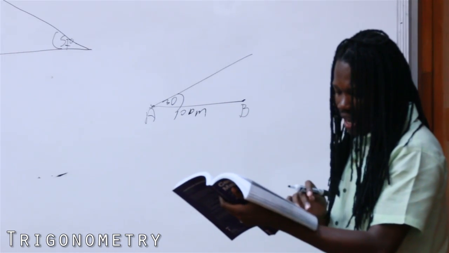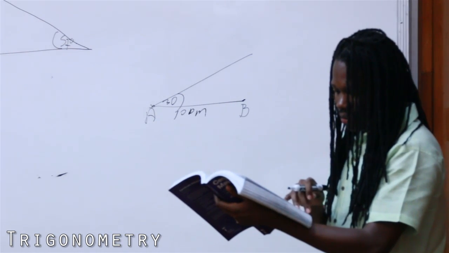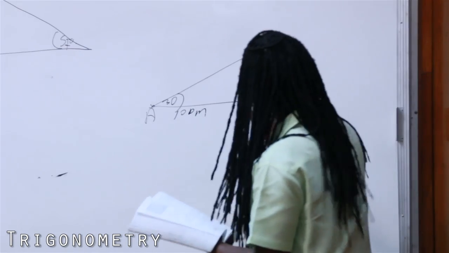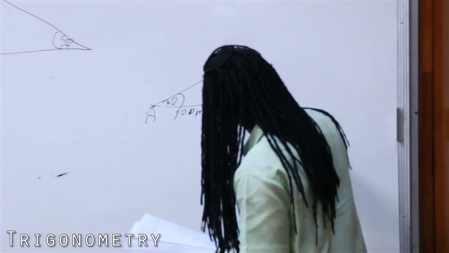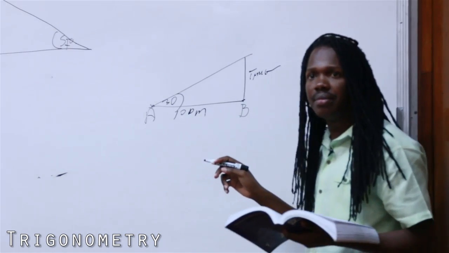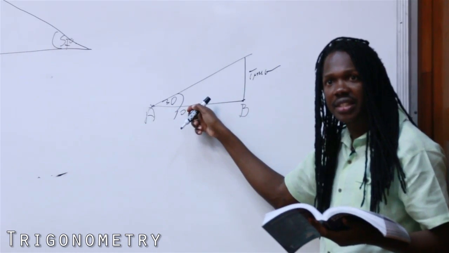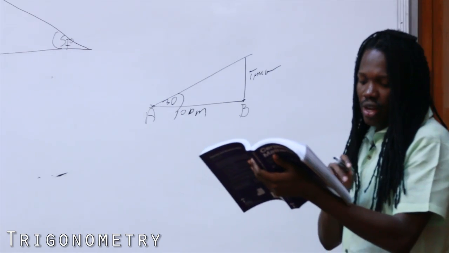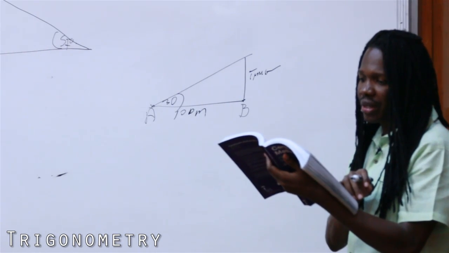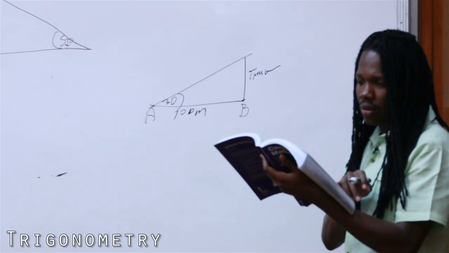Therefore, he wants to find the height of the tower. So he wants to find that, the tower. See that taller triangle? Just based on the conversation, they say he wants to find the height of the tower. What is now?